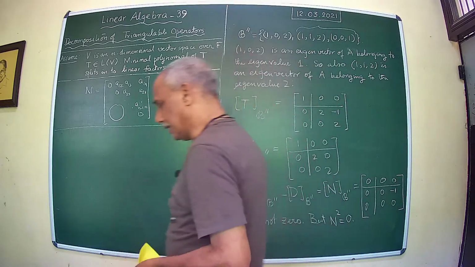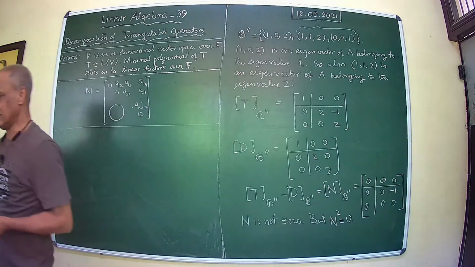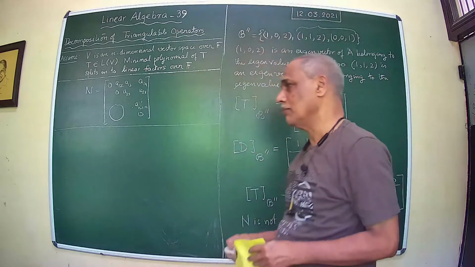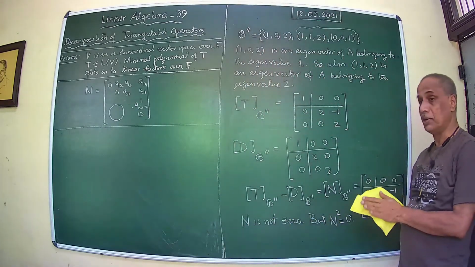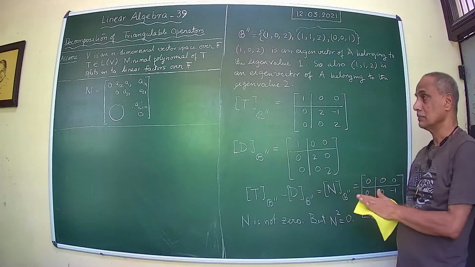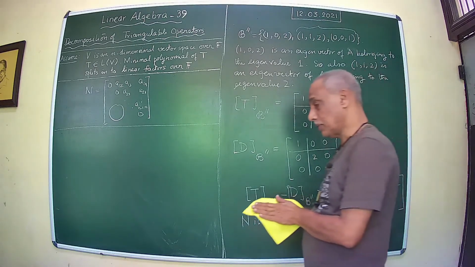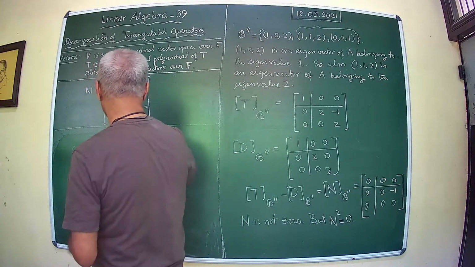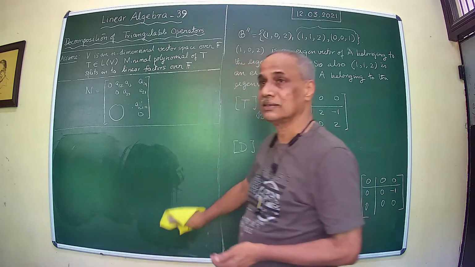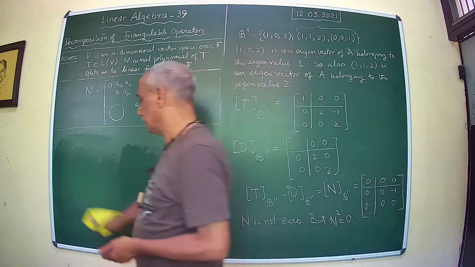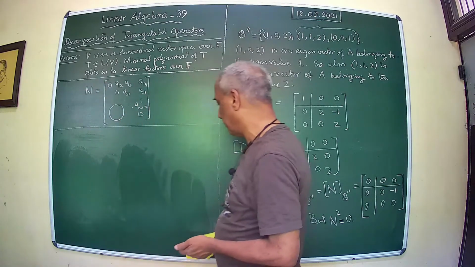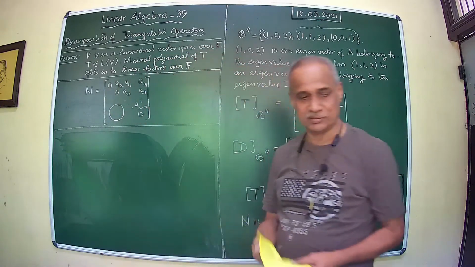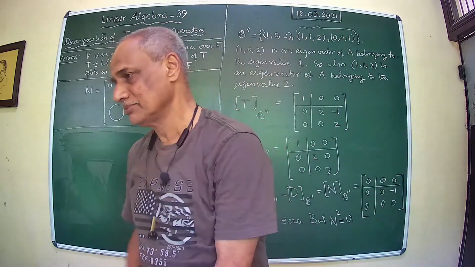So the point is this: if T has its characteristic polynomial or the minimal polynomial written as the product of linear polynomials, then you can always write it up as the sum of a diagonal operator, a diagonalizable operator, and then a nilpotent operator. Thank you very much. Stop.